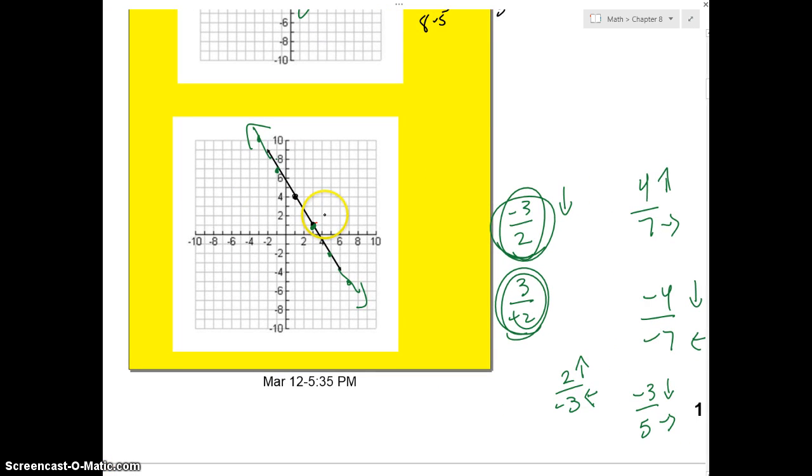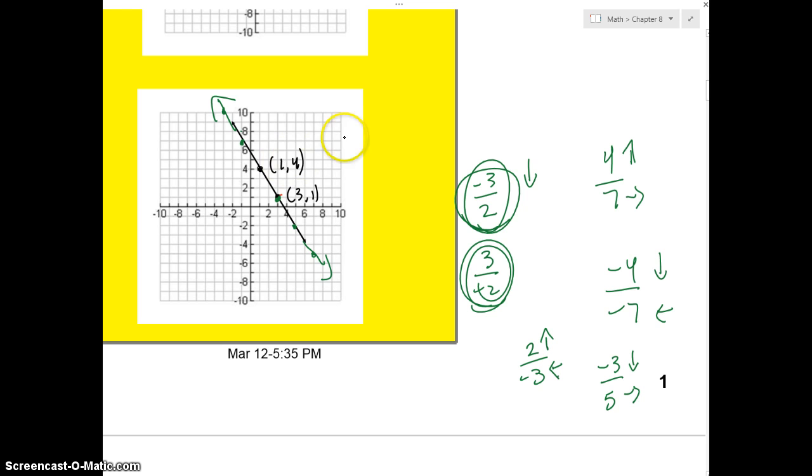Again, let's take a look at this one. This is the ordered pair 3, 1. This is the ordered pair 1, 4. Let's subtract the y's. So we have 1, 4, and we have 3, 1. Well, you subtract the y's first, so it's 4 minus 1. And subtract the x's, 1 minus 3. 3 over negative 2. And there's my slope.